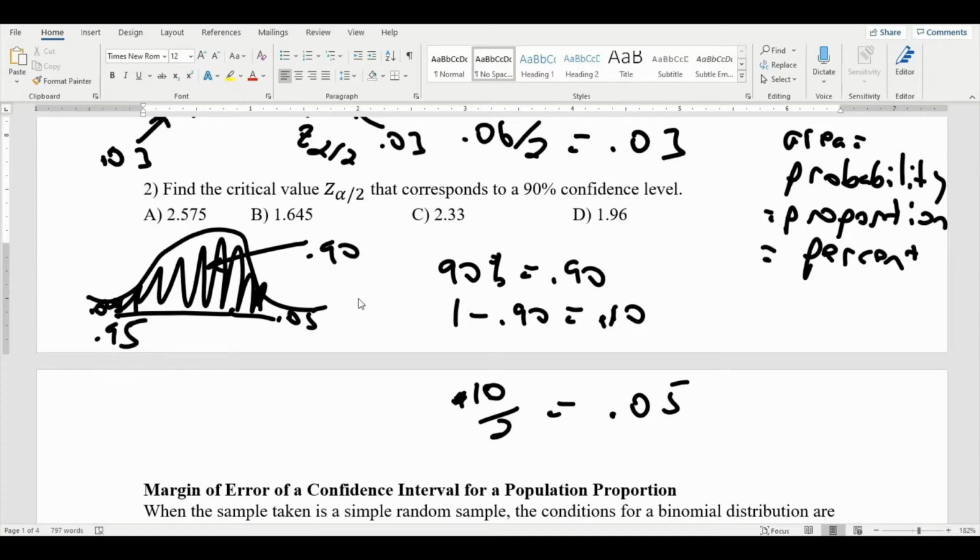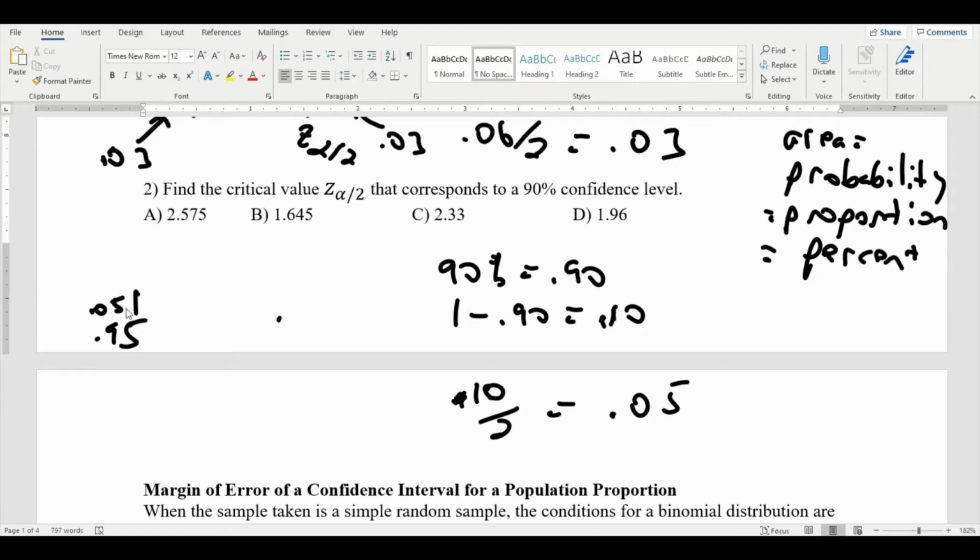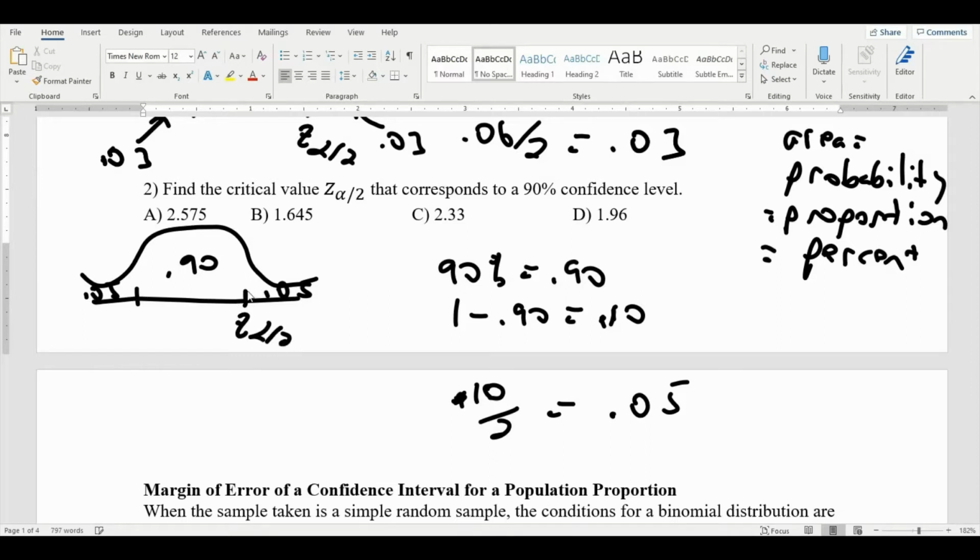Did you catch that? Let me do it again. This is by far the most important thing. If you understand this, life is going to be really good for you. As far as this class goes, that is. So 90%, 0.90 is in there. That means that's 0.05 and that's 0.05. We want this value, which means we need the area all the way to the left, which consists of 0.90 plus 0.05, which is 0.95.